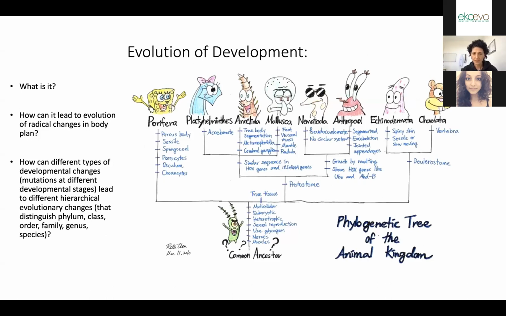Evolution of development. In this last part, I'm going to talk about the evolution of development. First, what is the evolution of development? How can it lead to radical changes in body plan? How can different types of developmental changes lead to different hierarchical evolutionary changes?